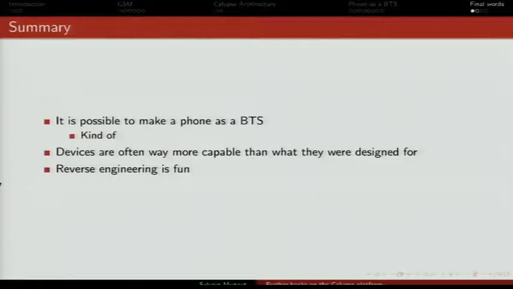So in summary, I think I answered the question, is it possible to make a phone act as a BTS? Yeah, kind of. It's not perfect, but it will do. In general, whatever device you take, it's much more fun to try to abuse it than just use it as it was designed. And yeah, reverse engineering is fun. You spend a lot of time staring at code, or trying to figure out why something doesn't work. But at the end of the day, when you finally make it work, it's really worth it. Well, at least for me.